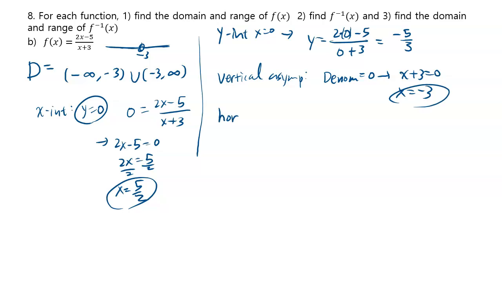And horizontal asymptote in a fraction like this, it's just simply the highest order terms. So y equals, you just delete all these numbers, you just leave the highest order terms, and then they cancel, you get 2, right? So horizontal asymptote is 2. And now comes the graph. What's the graph?